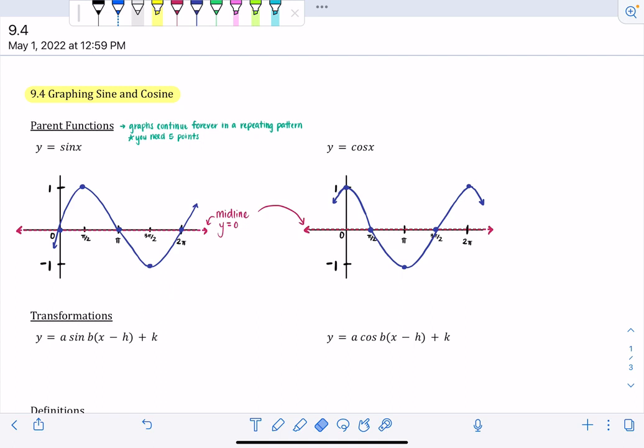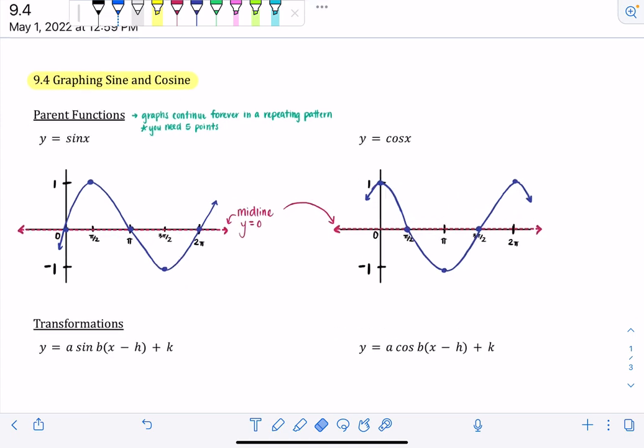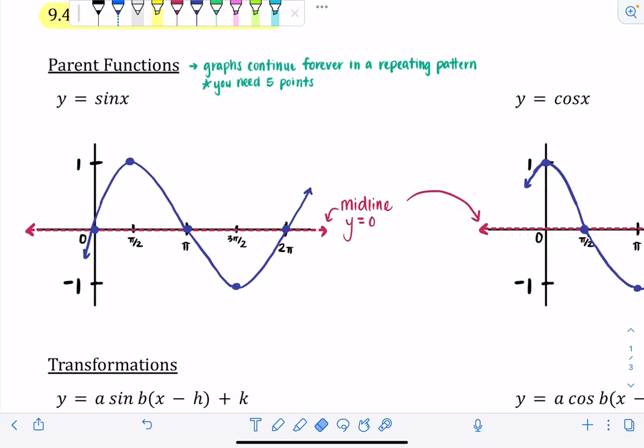So the main things I want to point out is that these graphs will always have a midline, and you want to have 5 points on your graph. We're basically just graphing one rotation around the unit circle. So on the parent function for y equals sine of x, we'll do these examples together as well. The main thing I want to point out is that you have 3 points on the midline, and they happen at the beginning of the cycle.